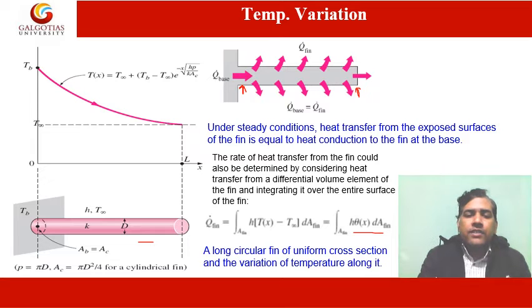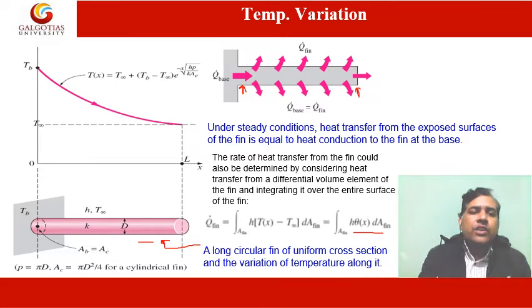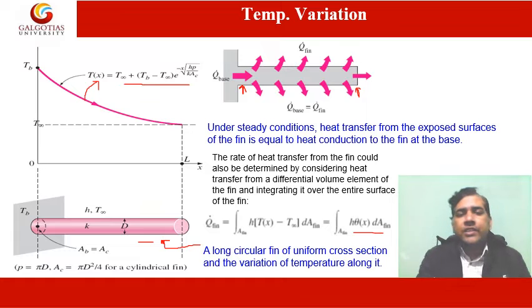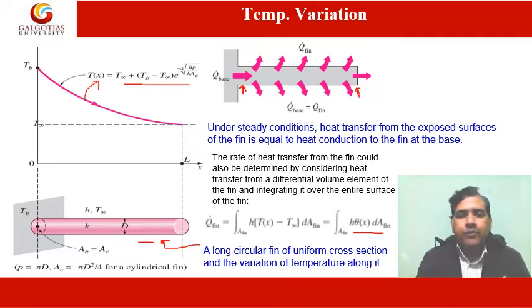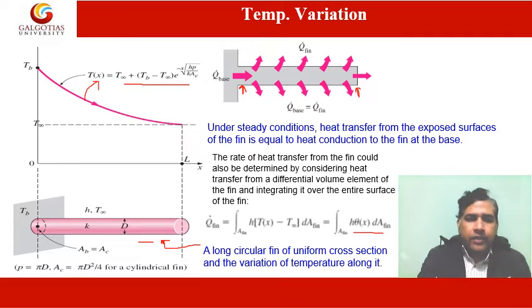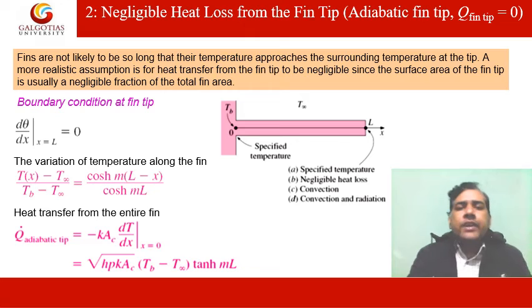This is the variation of the temperature that is shown here, and the line will follow this equation: T(x) minus T infinity equals T_B minus T infinity into e to the power minus m x, where m is the square root of hP upon kA_c. In this case P is pi d, and A_c is pi d squared by 4. So that was the case of an infinitely long fin.